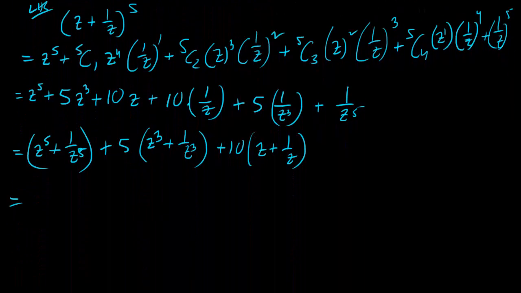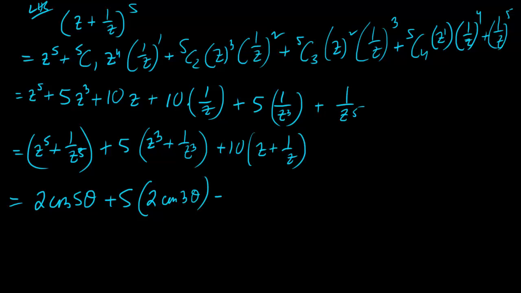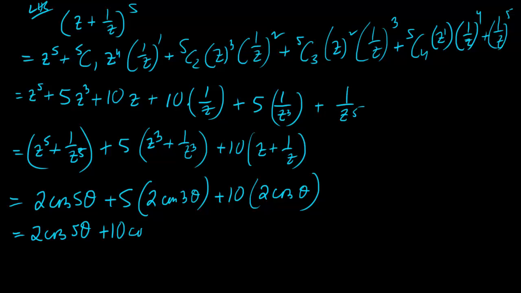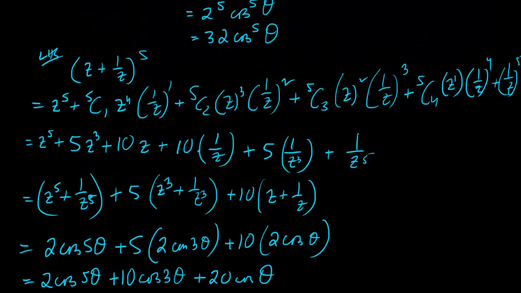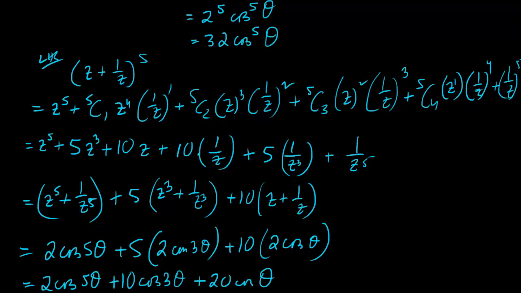So this is 2 cos 5 theta plus 5 times 2 cos 3 theta plus 10 times 2 cos theta. So this turns out to be 2 cos 5 theta plus 10 cos 3 theta plus 20 cos theta. So now we can write the right hand side and left hand side together, which is 32 cos to the power 5.